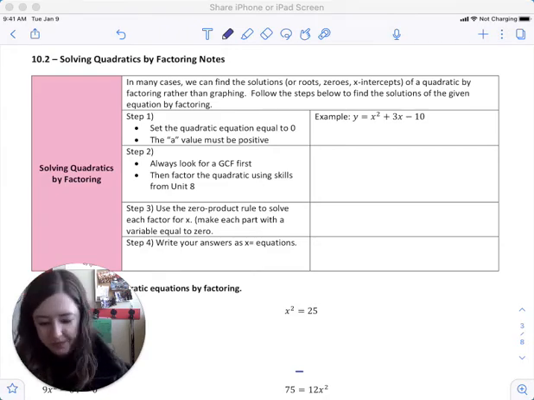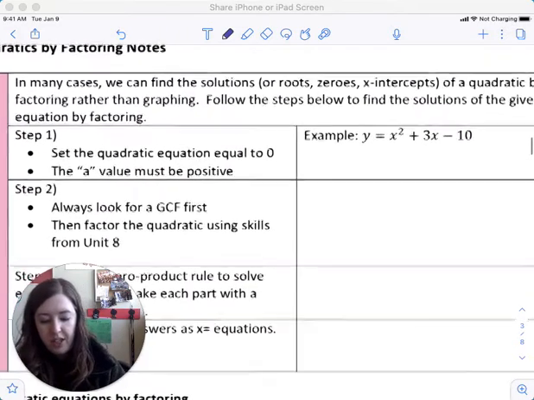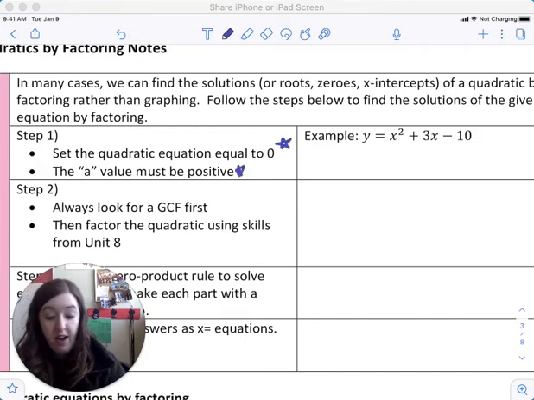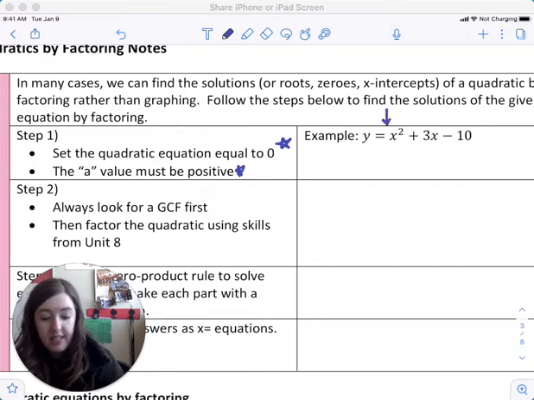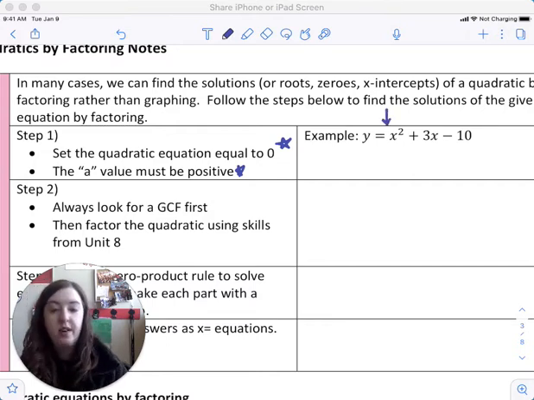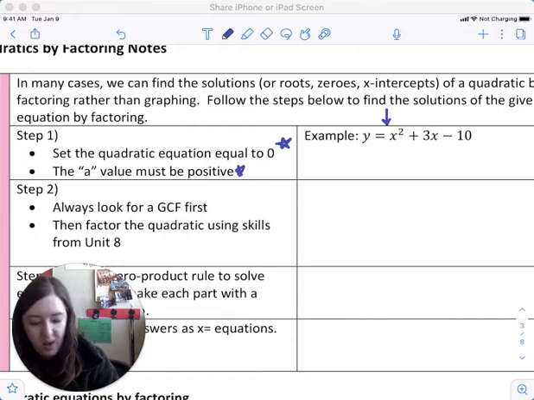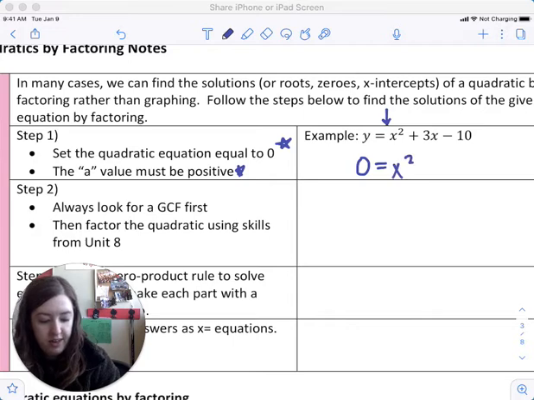So first of all, we want to make sure that the equation is equal to 0. And we always want to make sure that the value on x squared is positive. And x squared is positive here, so we're good. So we're going to replace that y with a 0 equals x squared plus 3x minus 10.